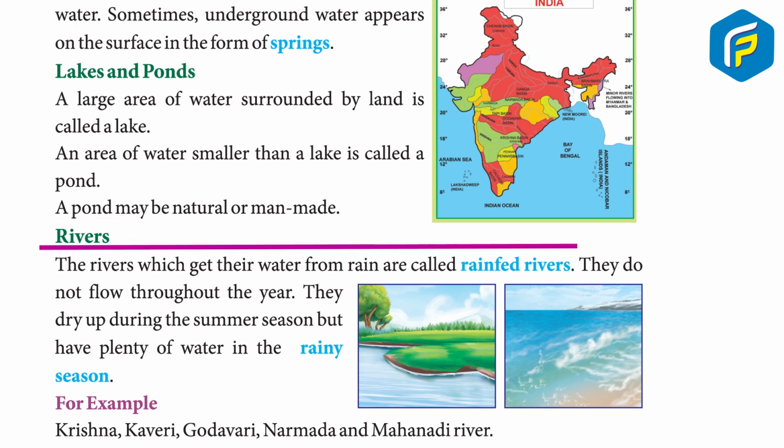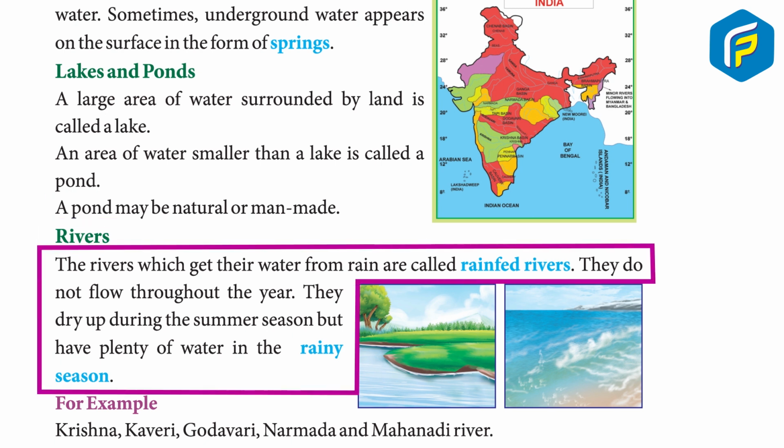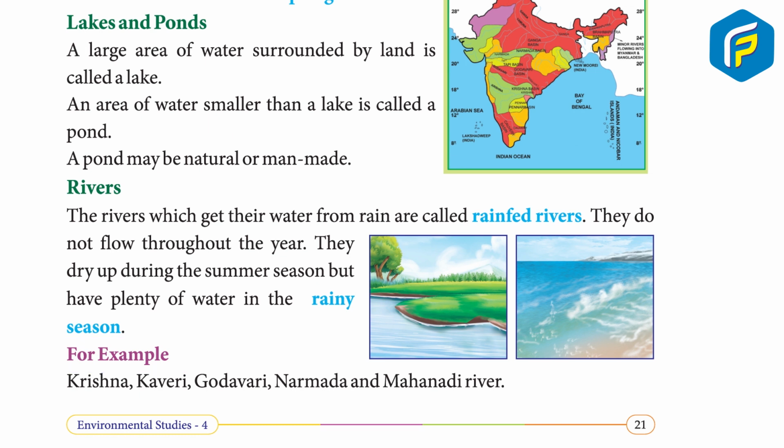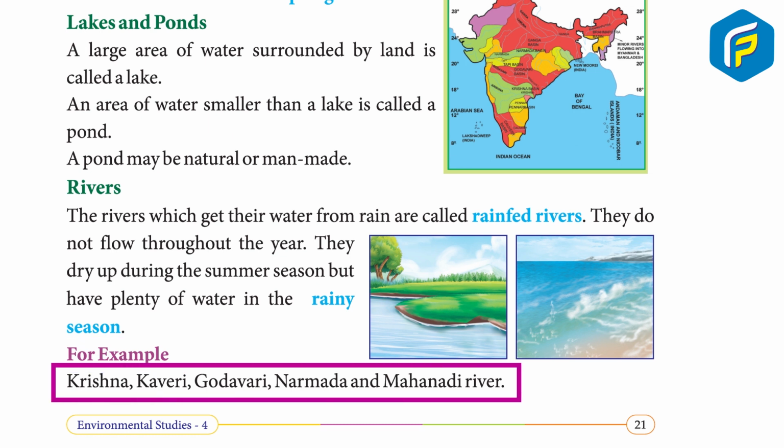Rivers. The rivers which get their water from rain are called rain-fed rivers. They do not flow throughout the year. They dry up during the summer season but have plenty of water in the rainy season. For example, Krishna, Kaveri, Godavari, Narmada, and Mahanadi rivers.